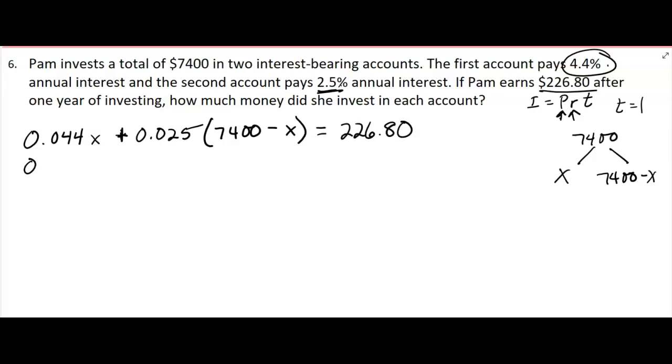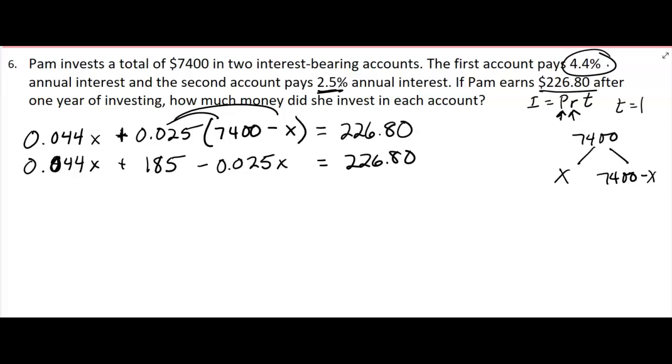All right, so this is what I did. I'm multiplying here, so I got a calculator and it said it's 185. And then I'm distributing here, getting minus 0.025x. So then I subtracted the 185, and we just add 0.00 when we need to.